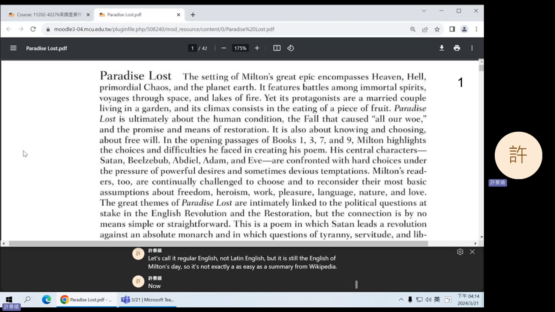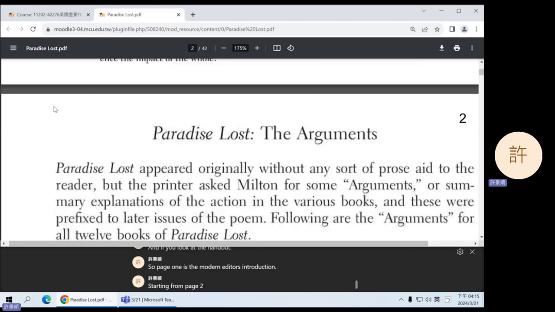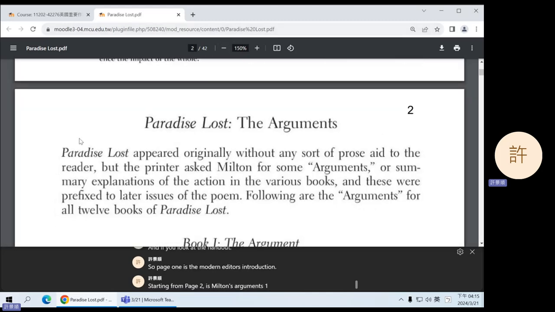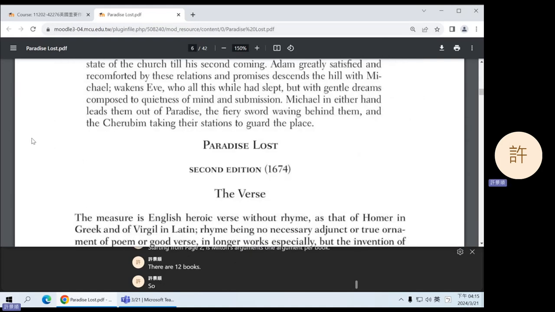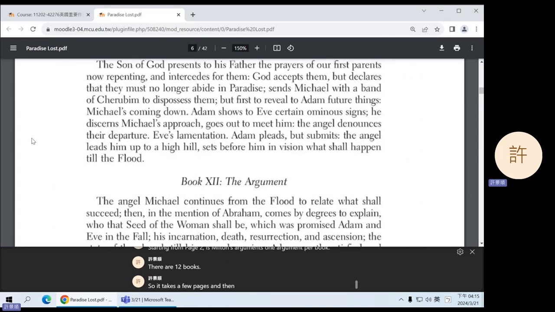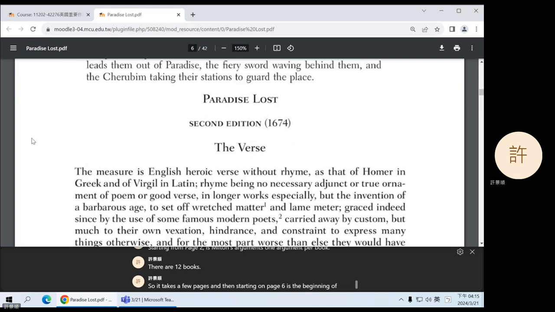Now, we're not going to read 11,000 lines. We're not even going to read 1,000 lines. We're going to read 500 lines. It's 5% of the poem. And if you look at the handout, page one is the modern editor's introduction. Starting from page two is Milton's arguments. One argument per book. There are 12 books, so it takes a few pages. And then starting on page six is the beginning of the poem.